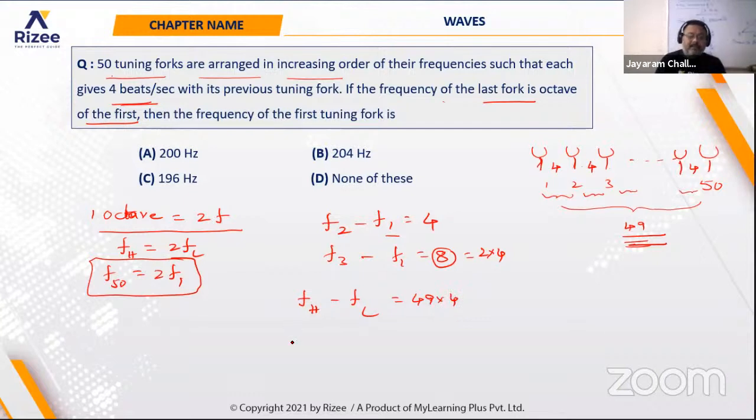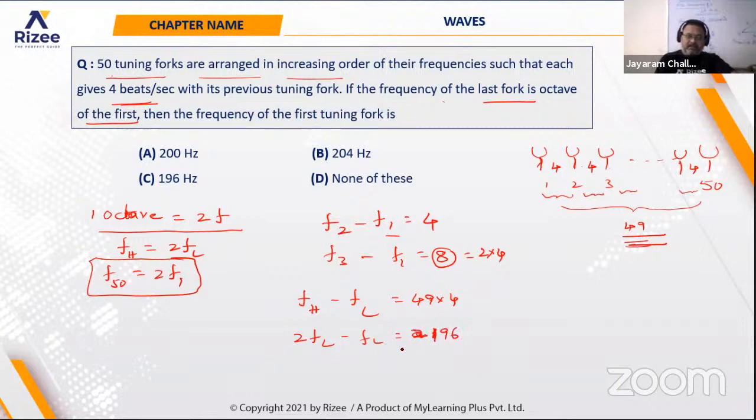But according to the given information in the question, the highest tuning fork is 2 times the lowest, so 2 times F lowest minus F lowest is equal to 49 into 4, sir. So what is the value of 49 into 4? 50 into 4 is going to be how much? 200, minus 4, that is 196.